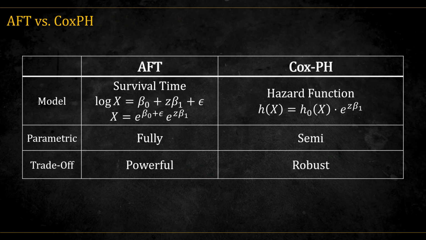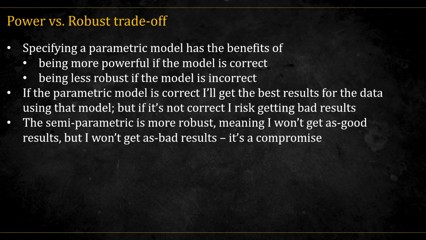The fact that the AFT is fully parametric makes it more powerful, and the fact that CoxPH is only semi-parametric makes it more robust. This is an inherent trade-off in statistics. The more assumptions you make, the more power you get if your model is true, but the less robust your model is to misspecification.